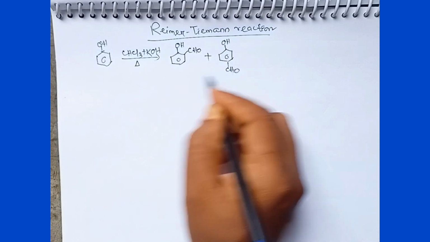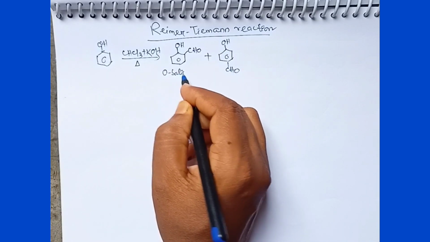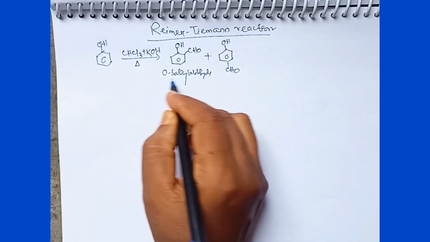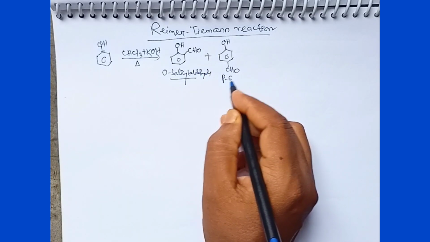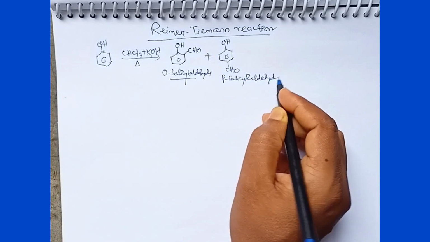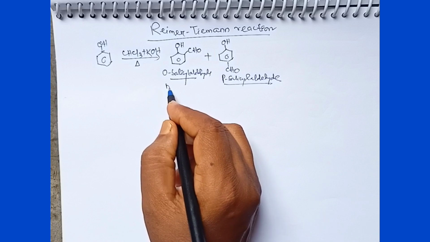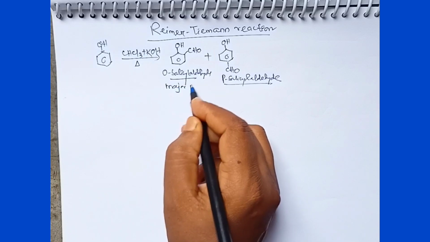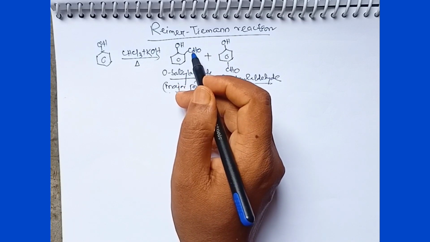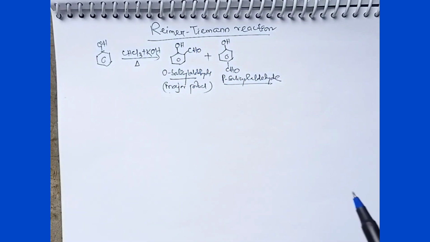One is ortho-salicylaldehyde and the other one is para-salicylaldehyde. Okay, so here ortho-salicylaldehyde is the major product. This is more stabilized due to the resonance.